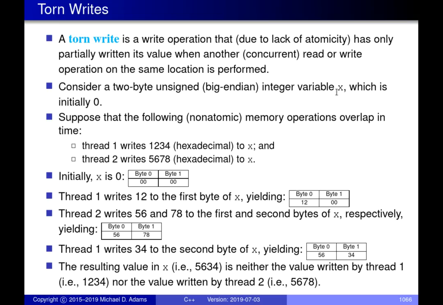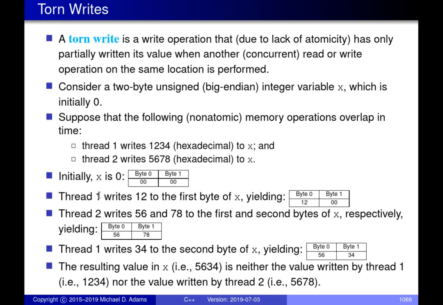We have this variable x, and it's initialized to 0. What we're going to consider is a situation where thread 1 wants to write the value 1, 2, 3, 4 to this variable, and thread 2 wants to write 5, 6, 7, 8. Again, these numbers are in hexadecimal just to simplify the example. Initially x is 0, so we have 0, 0 in both bytes.